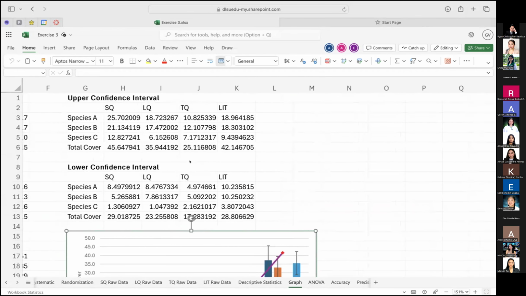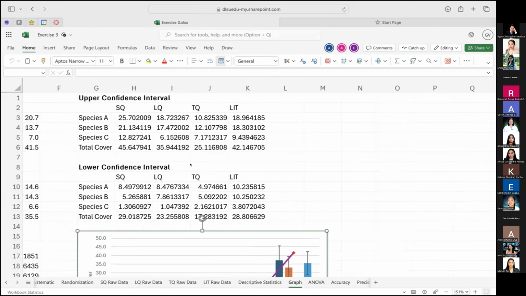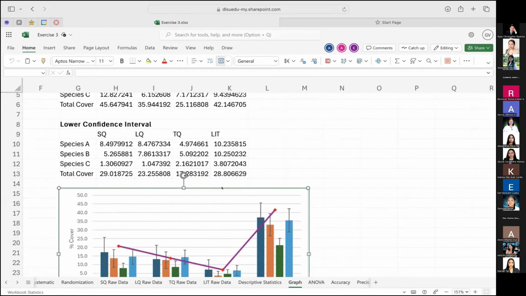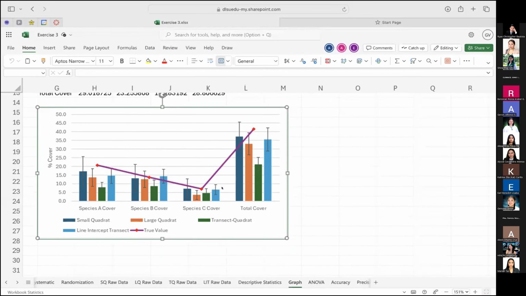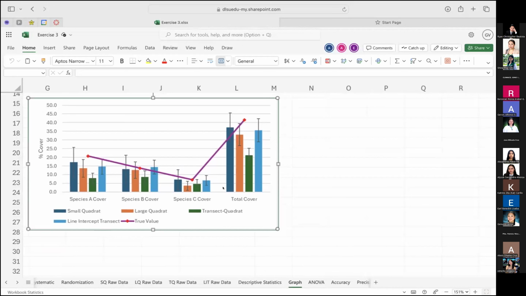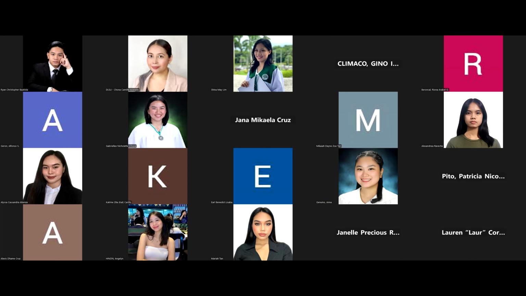Yung naka-mute, Shina? Anong value yung ginamit niyo for error bar? Standard error po, Miss. Standard error. Okay. Group 1, sorry, hindi ko natanong kanina. Anong error bar value yung ginamit niyo? Yung error bars po, standard error po. Okay, standard error. Thank you.